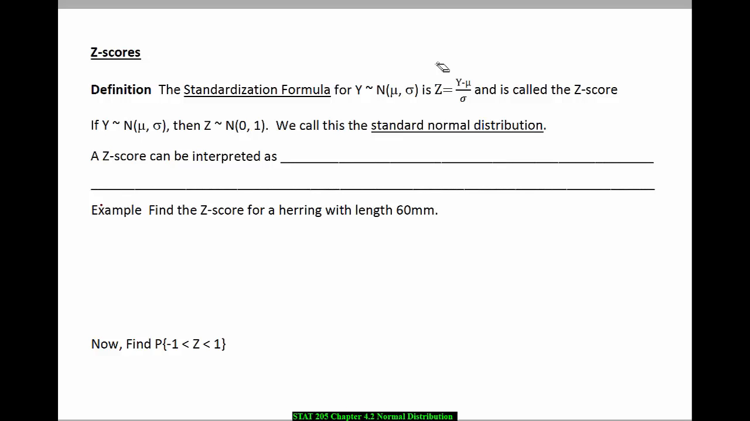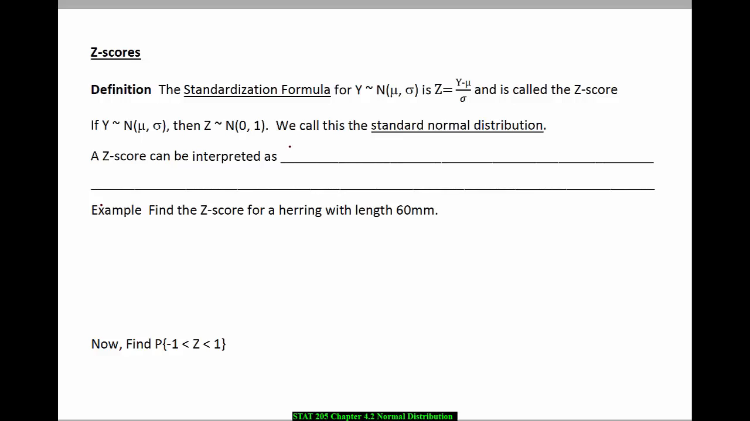Now, after you standardize your normal random variable, you come out with this whole set of z-scores if you standardize every value in the distribution, and that variable has a very special distribution, the normal distribution that has the mean mu of 0 and a standard deviation sigma of 1. And that special distribution that's centered at 0 and has standard deviation 1 is called the standard normal distribution. A z-score has a special interpretation.